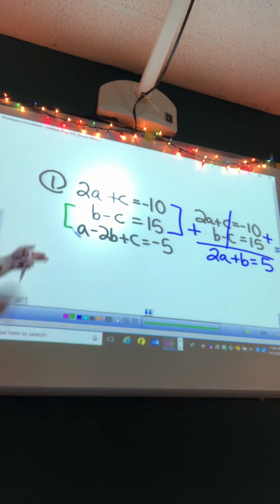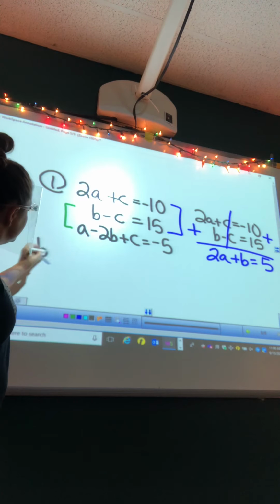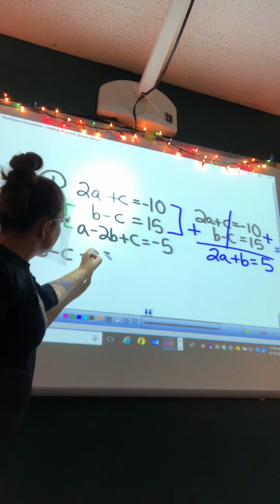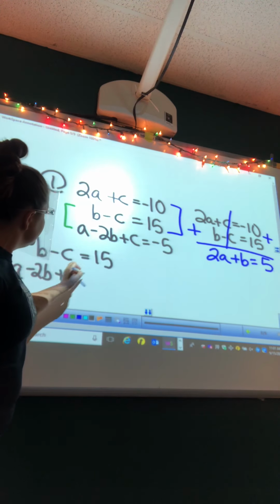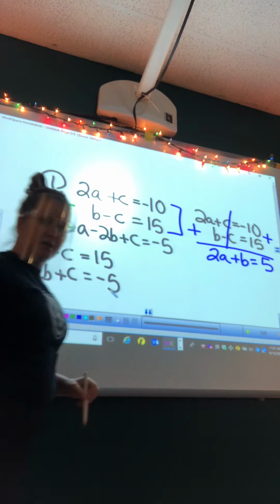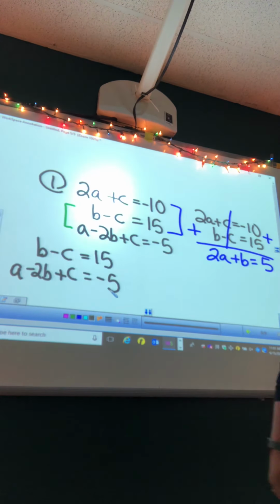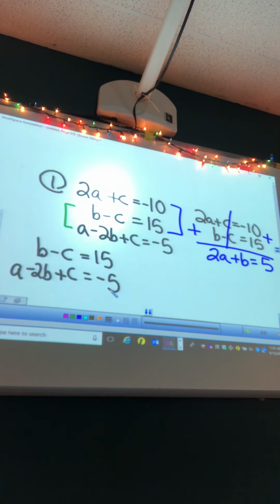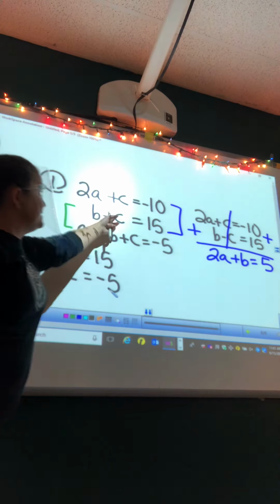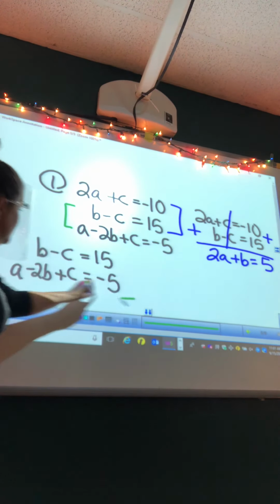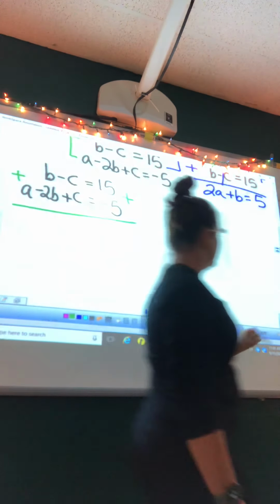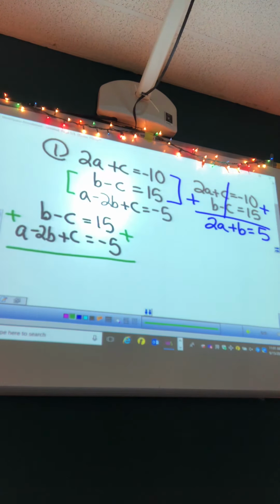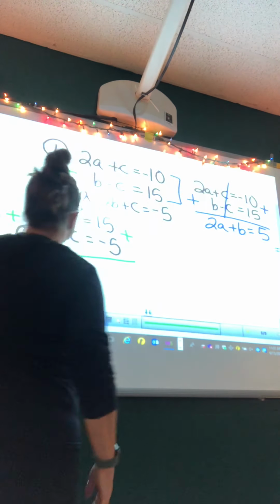Again, I'm just going to put my work down here so that we keep it all nice and neat and organized. And then I have A minus 2B plus C equals negative 5. I want to make sure that I'm on my board here or in my screen. Yep. Now we're ready to add those two together, correct? We didn't change them. They were already positive, negative, so they're ready to go. All right, so my C's eliminate.